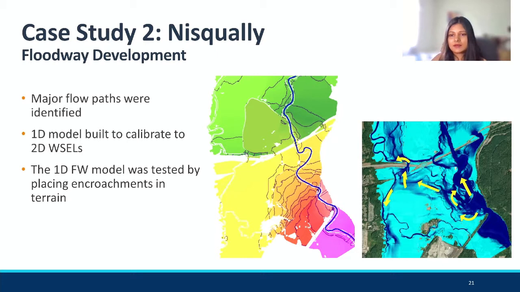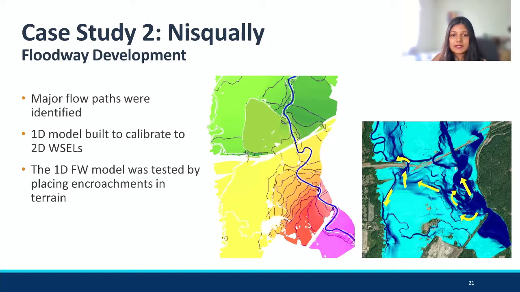You can see in the figure to the right, we identified the major flow paths in the 2D model, and the yellow arrows show the major flow paths. The main channel is conveying most of the flow, and there was one big overflow or breakout flow downstream of the railroad, and then it goes back into the main channel, and some of it goes to another stream to the left, that's McAllister Creek, and then it goes north to the Puget Sound, and some of it also goes south where there is a huge storage area.